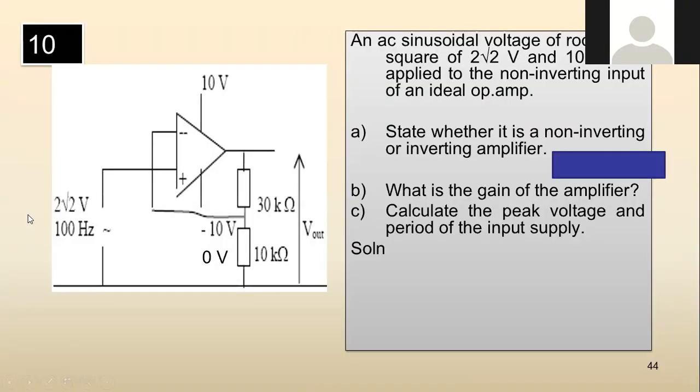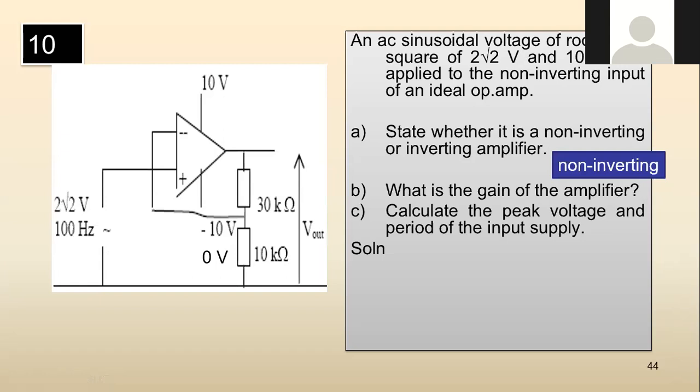Okay, let's try another example. An AC sinusoidal voltage of root mean square 2 root 2 at 100 Hz is applied to the non-inverting positive terminal of the op-amp. State whether it is non-inverting or inverting. We feed it into the positive terminal here, so the output will be in phase with the input. So it's a non-inverting amplifier.